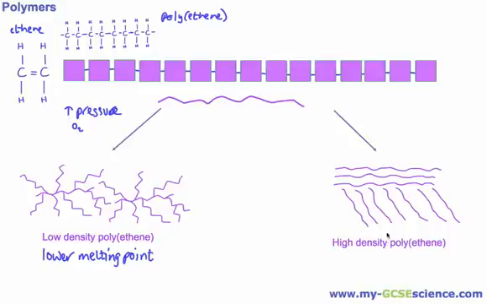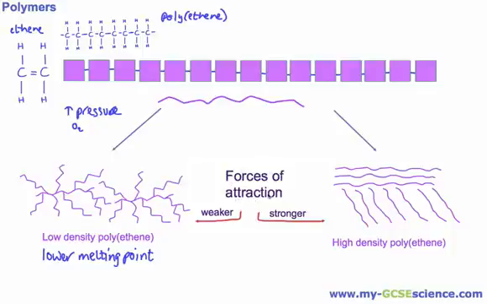And the reason why it's high density and harder is because of the way the polymer chains are arranged. They're much closer together, and therefore the forces of attraction between them are slightly stronger. So key and important point here: for the low density polymer, the forces of attraction are weaker here because the chains are further apart, and here the forces of attraction are stronger. So you'd end up with a slightly higher melting point, and it would be a slightly harder polymer, or a slightly harder plastic.